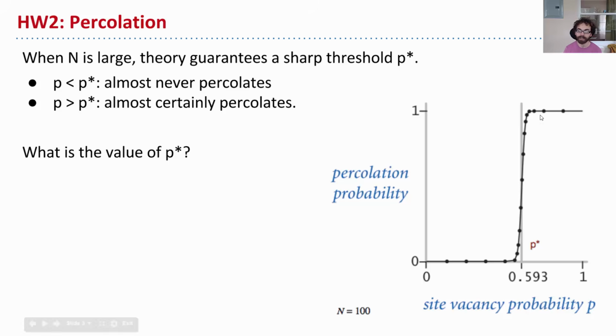And so what is the value of P star? P star is the value, by the way, at which this change happens. So theory predicts that such a P star should exist, and that's a mathematical thing. But the only known way to actually calculate the value of P star is with a simulation, and that's what we're setting out to do in this assignment.